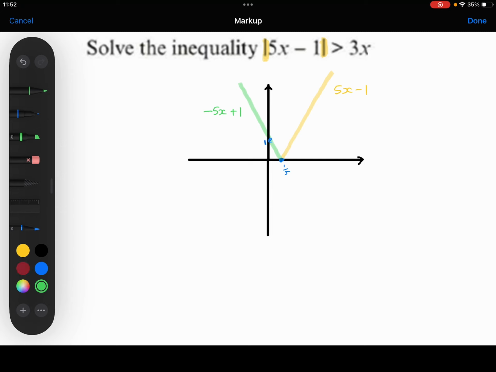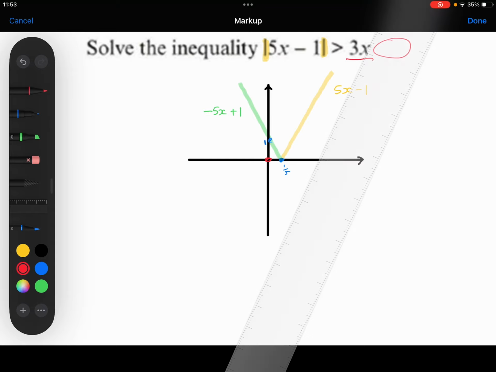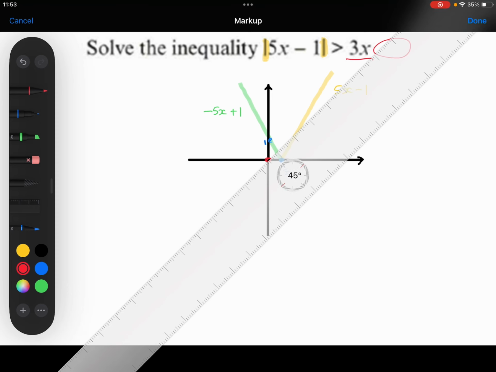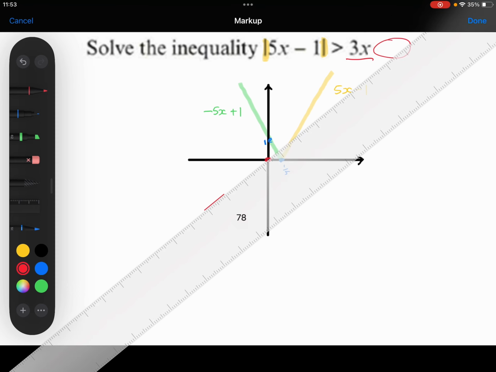Right, let me draw the 3x onto this graph as well. Notice there's no y-intercept there. It's going through the origin, and it's got a gradient of 3, which is less than 5. So that means it will intersect in 2 different places. It will be less steep than the yellow line.